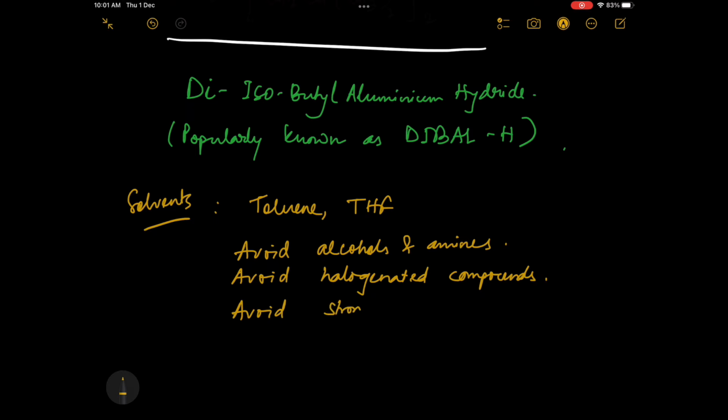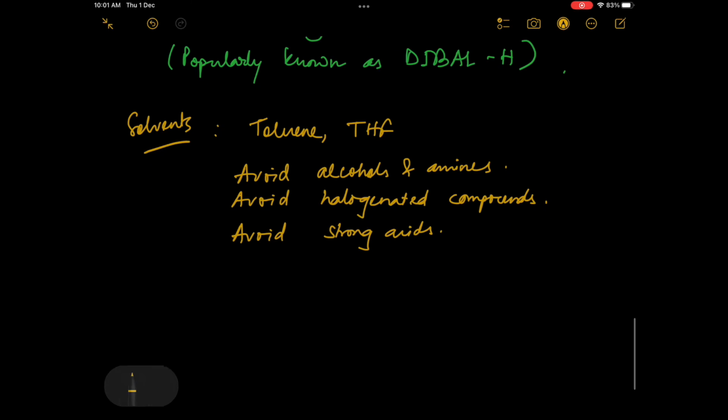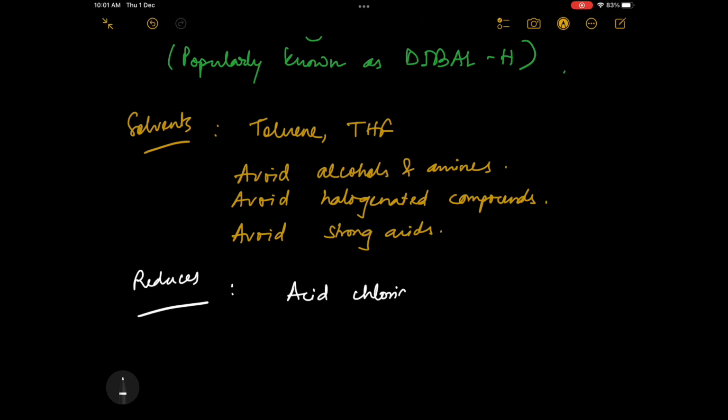Alcohols and amines should be avoided. Halogenated compounds once again should be avoided, and strong acids should be avoided, because all three of them actually react with such aluminum hydride type of reducing agents. So let us see what functional group it reduces.